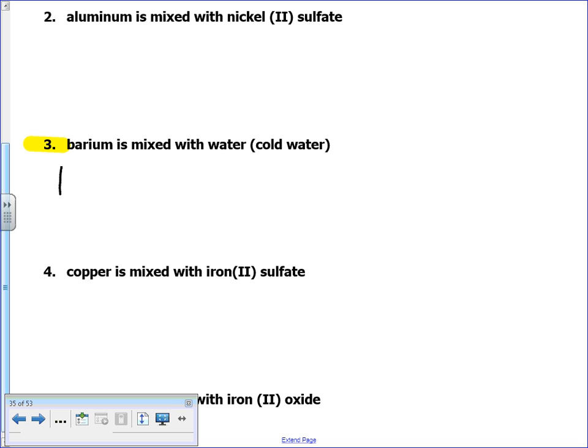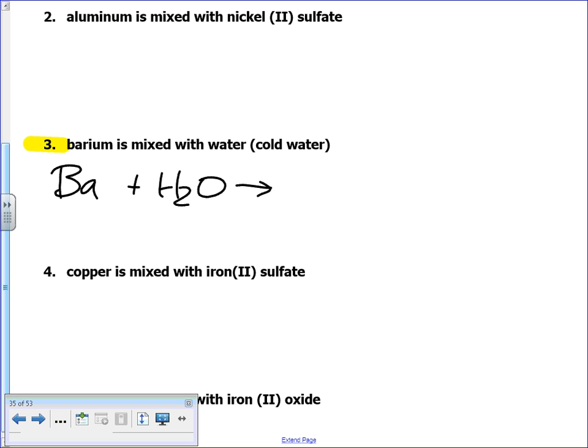Okay, so barium is mixed with water, so I know we know this much. Tell me, what does it make? BaO. Barium oxide. Look on your list first. First of all, on the activity series, is barium high enough?